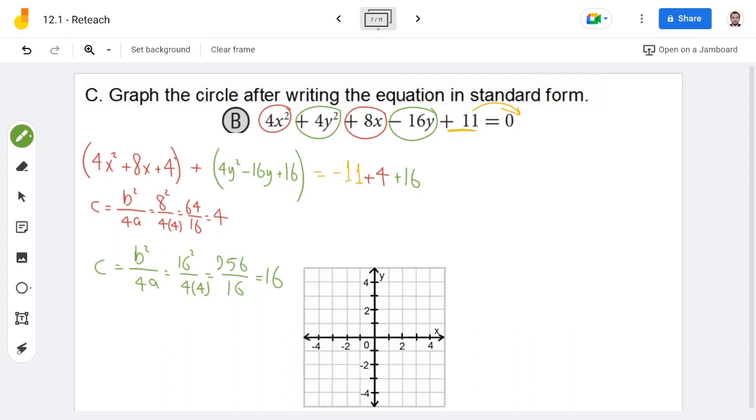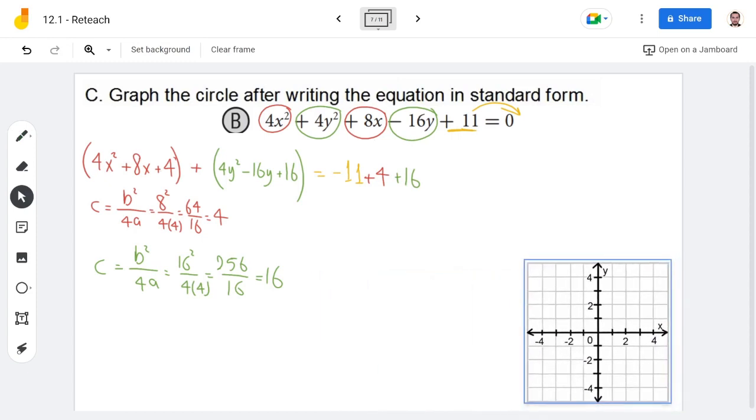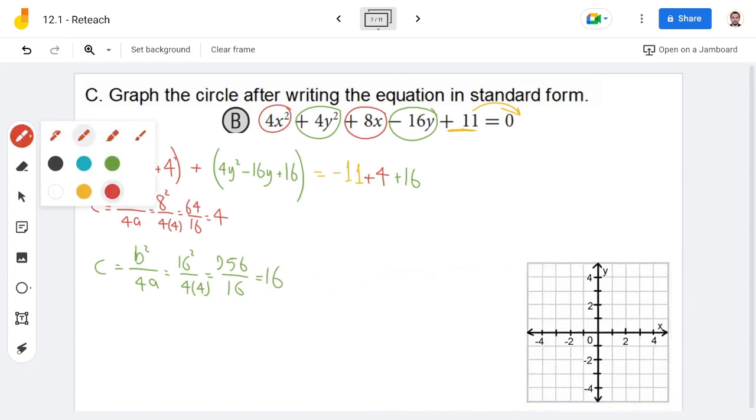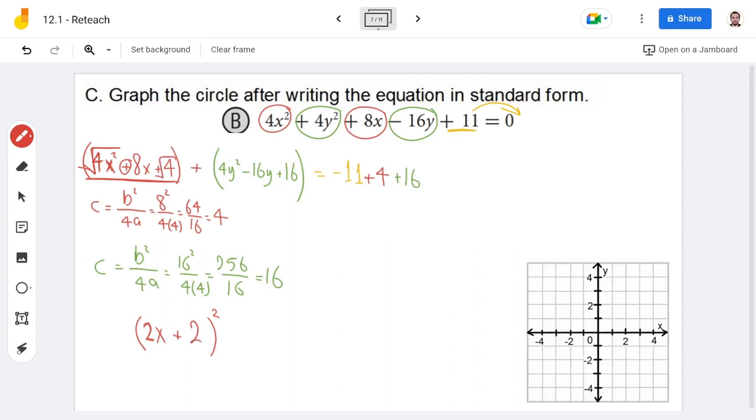Now, I have to simplify both sides. Let me just move this one to the right here. Now, let me simplify this. So now the first bracket, I have to do the square. What's the square root of 4? Square root of 4 is 2. Square root of x squared is x. Then, what's the sign of b? It's a plus, so plus. Now, the square root of c is 2. So that's the first one, plus.